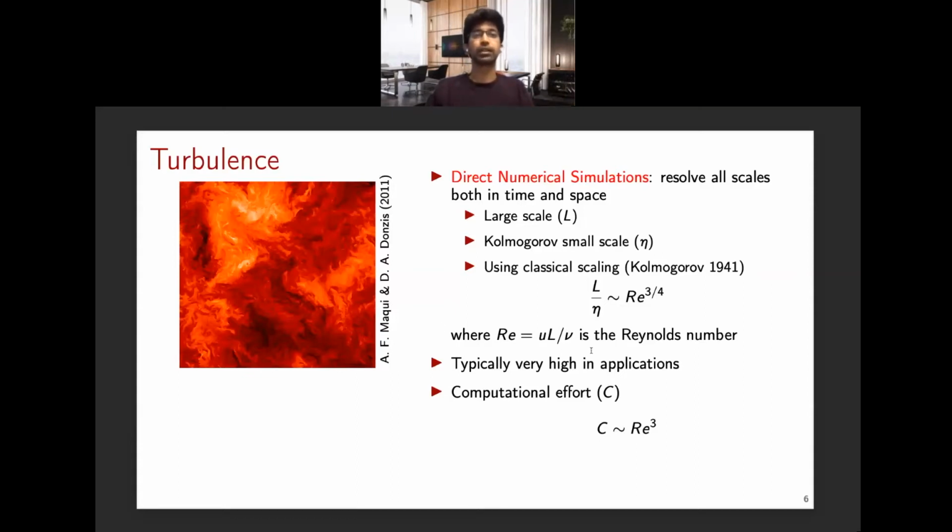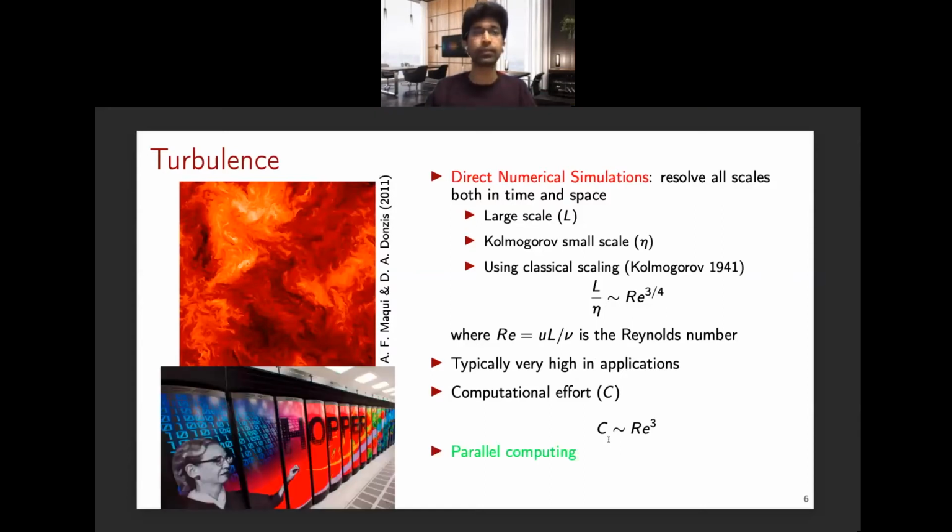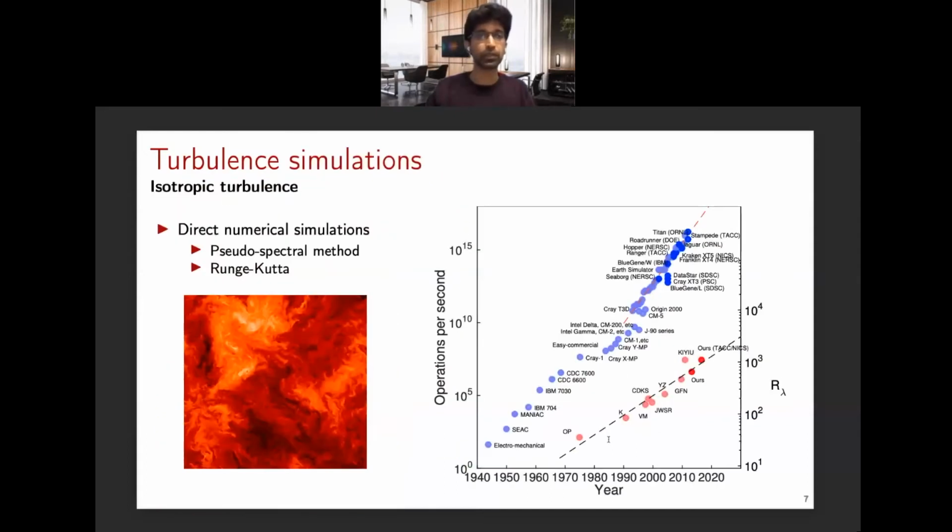Now, how does the computational effort scale with the Reynolds number? The relation is given here. If C is the computational effort and Re is the Reynolds number, the computational effort scales as the third power. That means if you double the Reynolds number, your computational effort goes up by 8 times. So as we go to higher and higher Reynolds number, we need to resort to parallel computers or parallel computing methods to obtain the numerical solution of the flow equations.